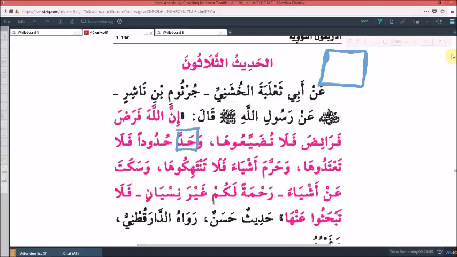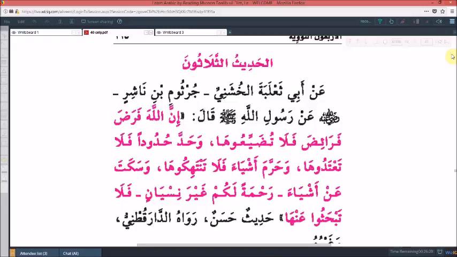Amr. No, it's past tense. Hadda. Hadda is a past tense verb, right? It would be hadda, like this, right? But they put the shadda there. It's a past tense verb. Wahadda.